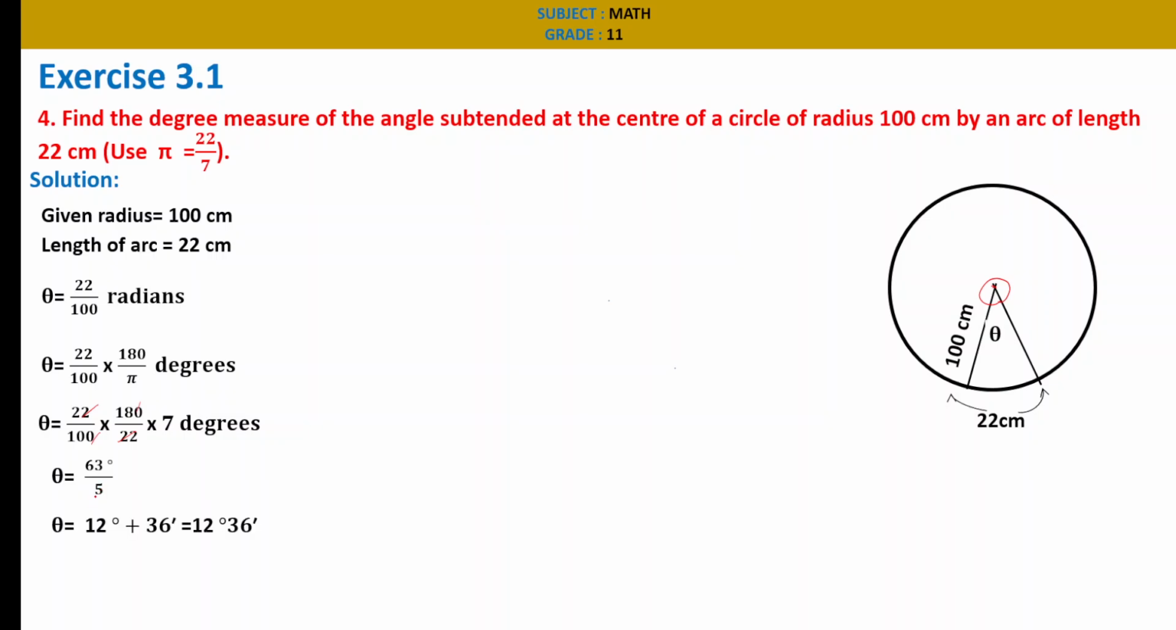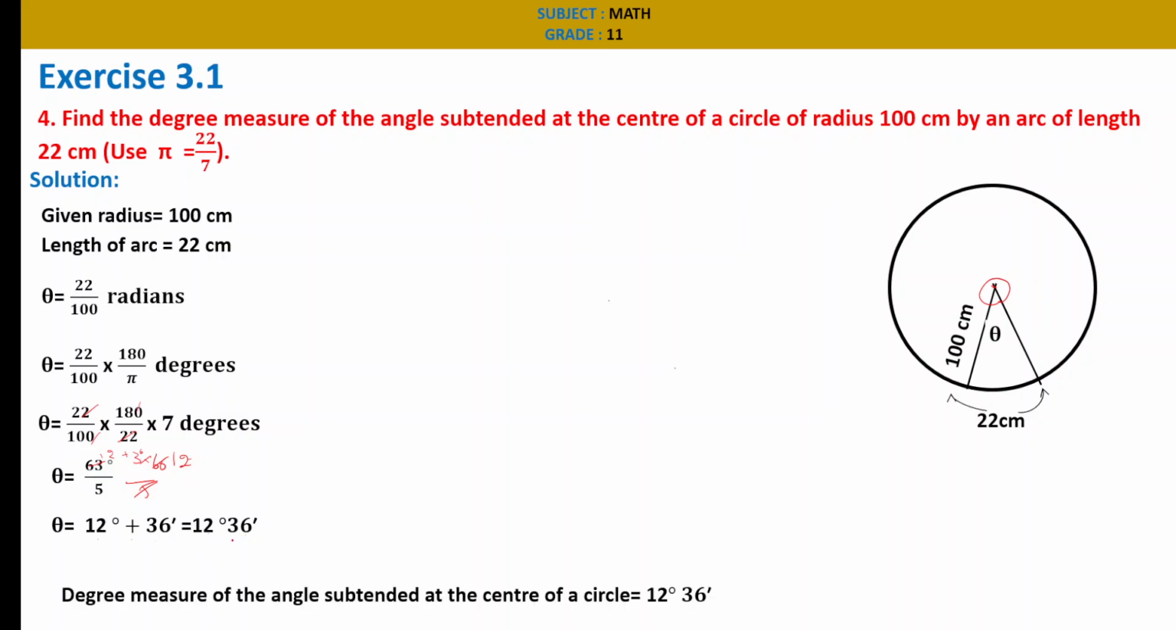This we can convert again into degrees and minutes. 5 1s are 5, 5 2s are 10, so 3 will be there. So 3 into 60 for the minutes, divided by 5. That is 12 degrees. 3 into 60 divided by 5: 5 1s are 5, 5 12s are 60. 12 into 3 is 36. So 12 degrees plus 36 minutes. We can write this as 12 degrees 36 minutes. Therefore, the degree measure of the angle subtended at the center of the circle is 12 degrees 36 minutes.